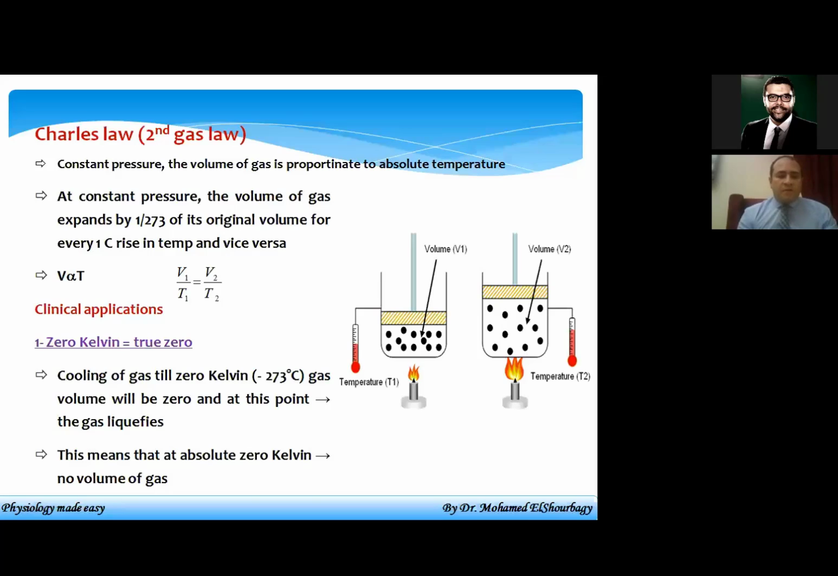Okay, so let's move to the clinical applications of Charles' law, second gas law, convection, Kelvin. What about 0 Kelvin or true zero? Cooling of gas until 0 Kelvin, the gas volume will be 0, and at this point the gas liquefies. That means that at absolute 0 Kelvin, there is no volume of gases. So we call this absolute 0 Kelvin because all gas will be turned to a liquid, all gas will be liquefied.